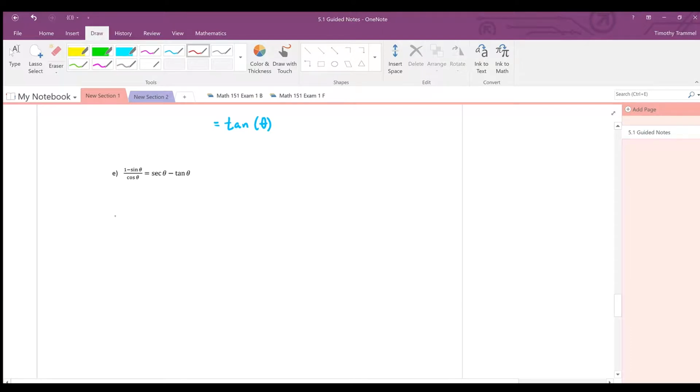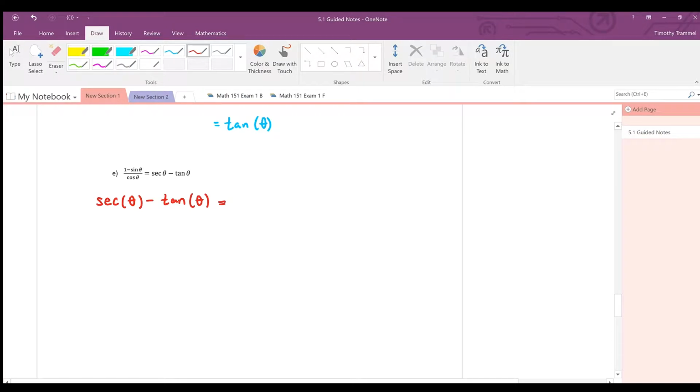On to part E. And what side do we want to start with? I'm going to pick the right hand side this time. I don't think that there's a wrong side to pick here on this one. But let's see here. So secant of theta minus tangent of theta. Right now, this does not look like a quotient. Okay, there's no division bar in here anywhere. Okay. Well, let's make it so that there is.